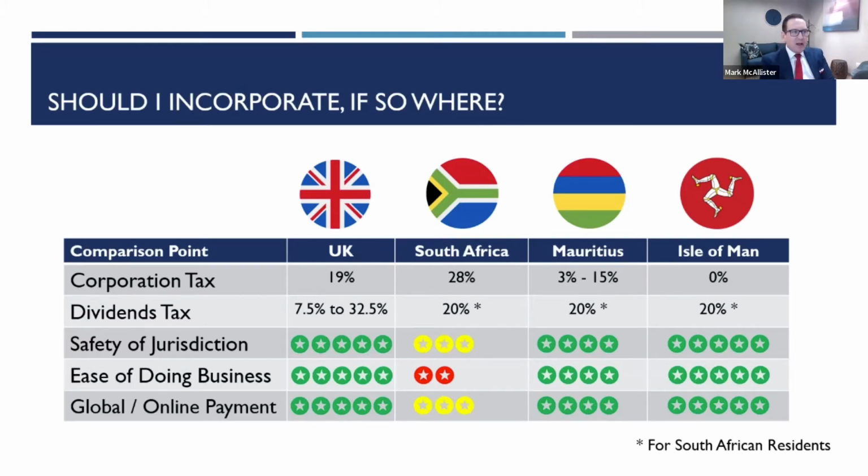We need somewhere that isn't going to suddenly have a change of government or a change of legislation that makes it difficult to operate. We need to be easy to do business with. Anybody in South Africa who is used to dealing with exchange control and all the red tape that goes with it will testify that South Africa is not the most business-friendly jurisdiction in the world. It's also very challenging to use global or online payment systems, the likes of Stripe, etc. So those are things to think about.